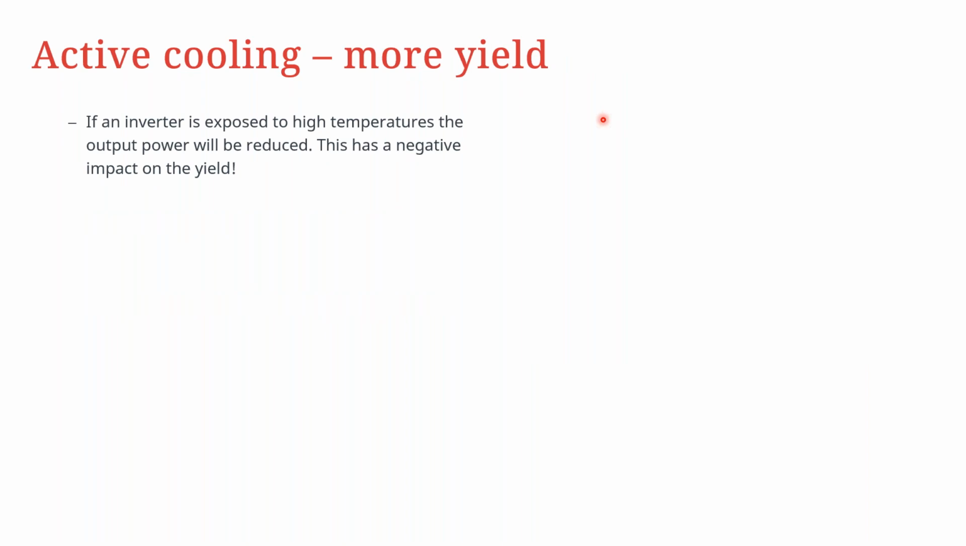You have more yield with the active cooling as well. If an inverter is exposed to high temperatures, the output power will be derated. And this is one of the ways that electronic components, especially inverters, will try to protect the electronics inside.